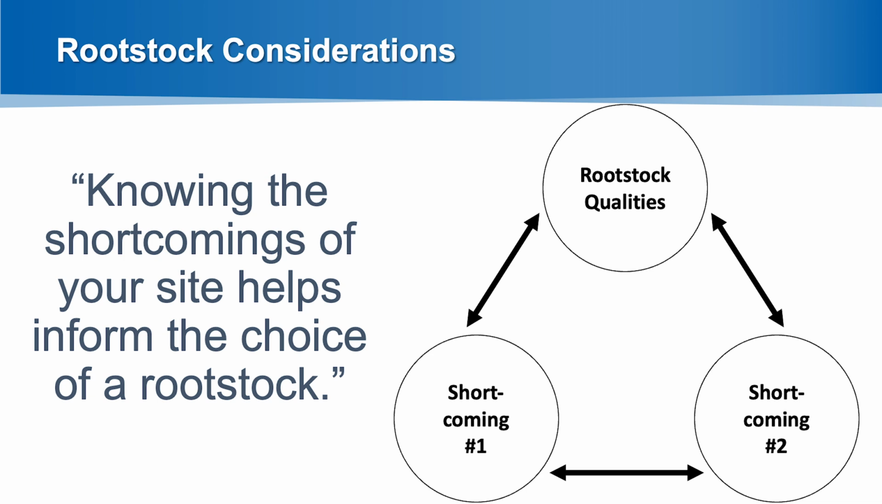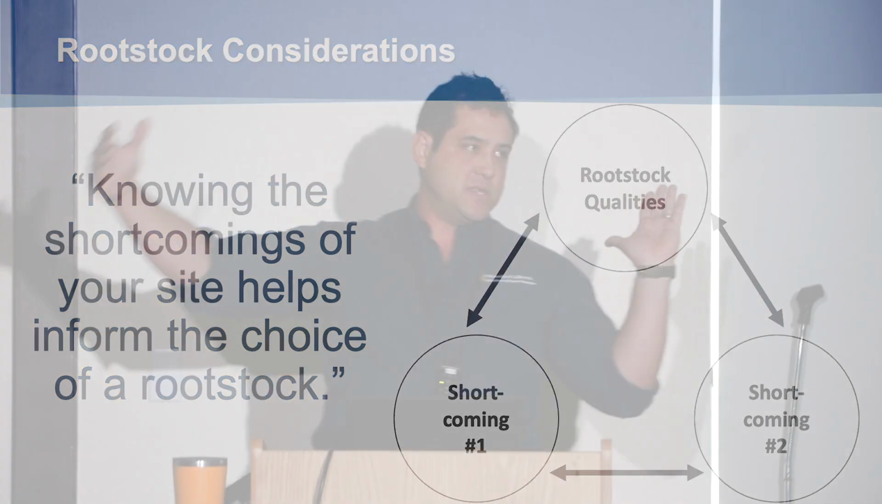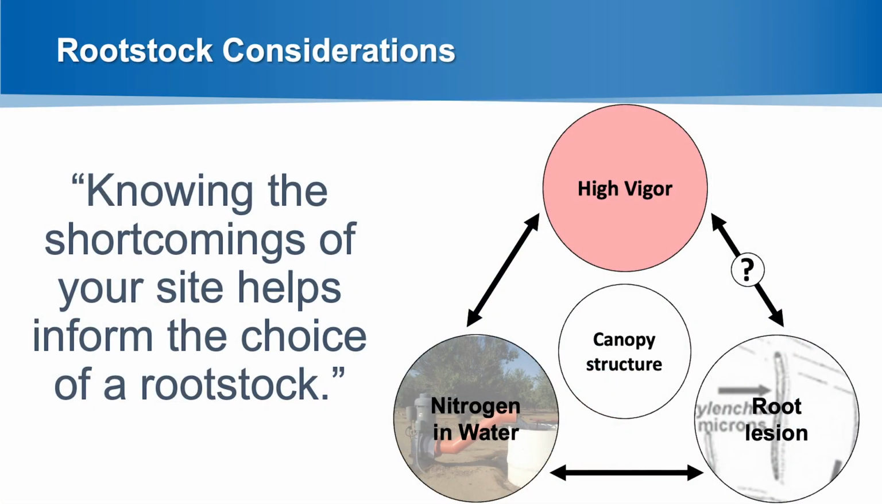Now I talked to the grower and he was pretty happy with the overall production within the first 5 to 10 years, and yeah, it's dipping off a little bit after that, but it's okay for him. So just because it is an issue doesn't mean it has to be one for you. You just have to make that consideration. So in this case, I personally think that high vigor, high levels of nitrogen, maybe root lesion, all kind of interact together to kind of create this potential issue, combined with potentially also the canopy structure of the varieties you picked.